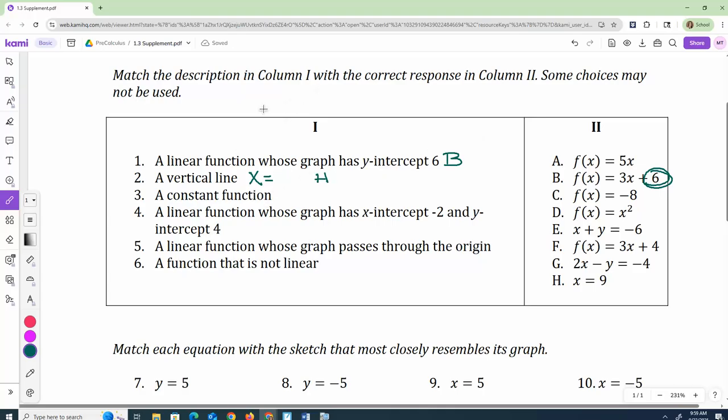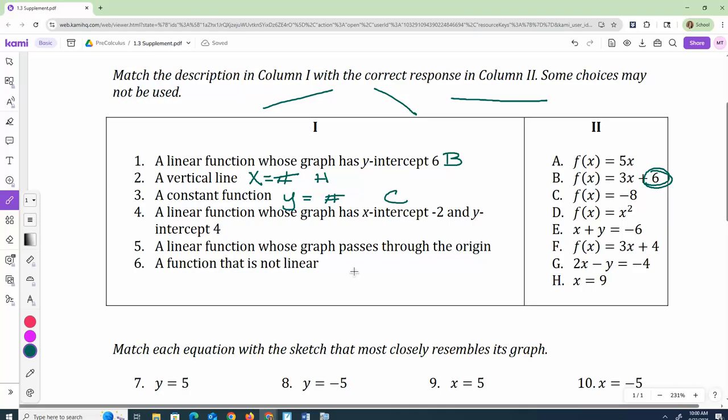A constant function. All right, we have talked about increasing, decreasing. Constant is no change. So that's a horizontal line. A horizontal line is y equals a number. So we're looking for the one that's just y equals. So which would that be? C. F of x is the same thing as y.